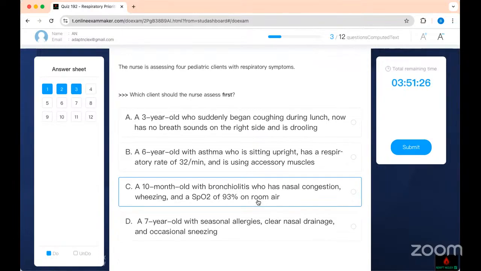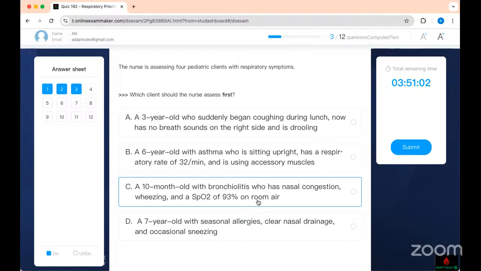The next is assessing these pediatric respiratory cases. Be careful, those questions can be tricky. They look sick, but not all of them are priorities. Some of them are expected, and you have to be sharp when you see them. So we have four kids with respiratory pathology. They have respiratory symptoms. Who do you want to see first?